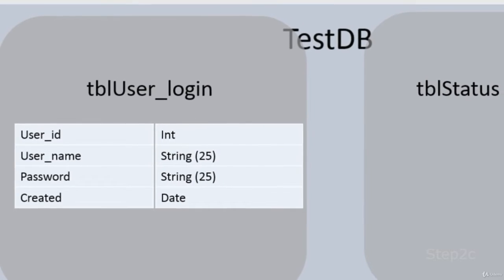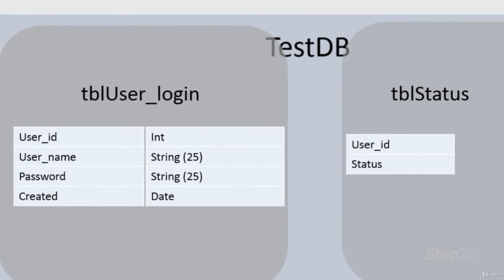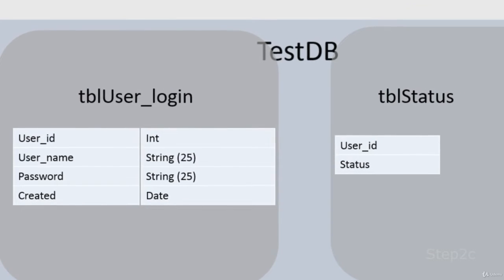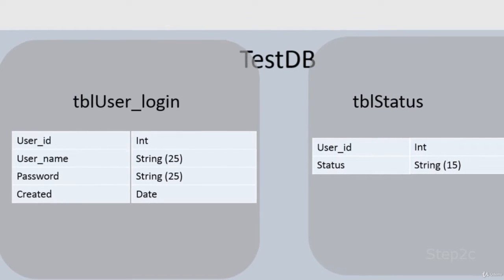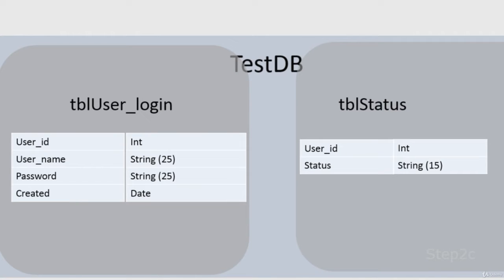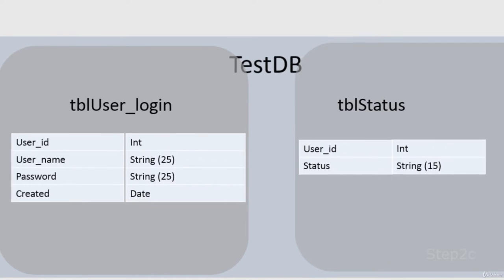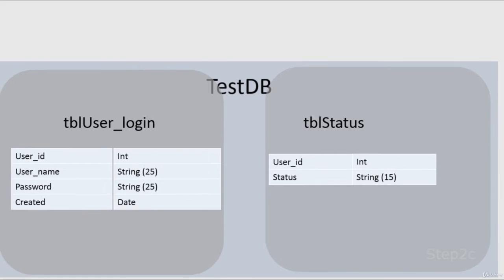Similarly, table status should support 2 columns, say user ID and status. User ID should be integer type and status should be a string data type. The value will be active or inactive. So make sure that you are able to create these two tables by using an SQL script, and I will show you how to create a table by using SQL Server Management Studio in the explanation.